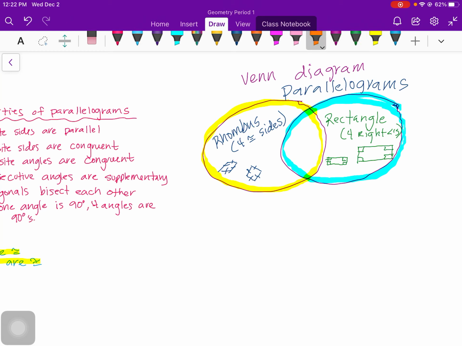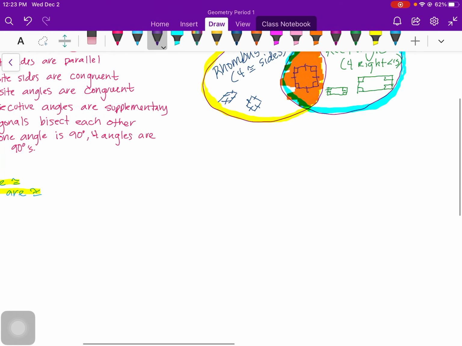And then we notice we have this overlap here. So this would be both a rhombus and a rectangle. And what do you suppose we're going to draw inside of that? That is where our square goes, because a square has four congruent sides and it also has four right angles. So a square can be a rectangle, a square can be a rhombus. However, a rectangle is not a square and a rhombus is not a square. So squares can be either one, but rectangles and rhombuses are their own. So there's our Venn diagram.